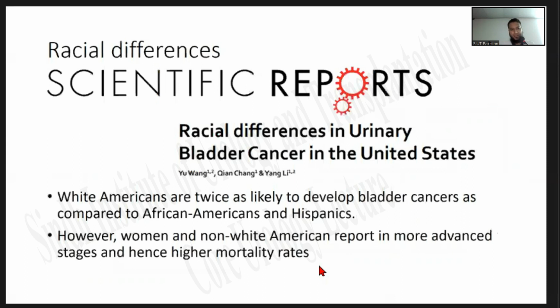On racial differences, white Americans are twice as likely to develop bladder cancer as compared to African Americans and others. Women and non-white Americans are reported at a more advanced stage, with higher mortality rates.